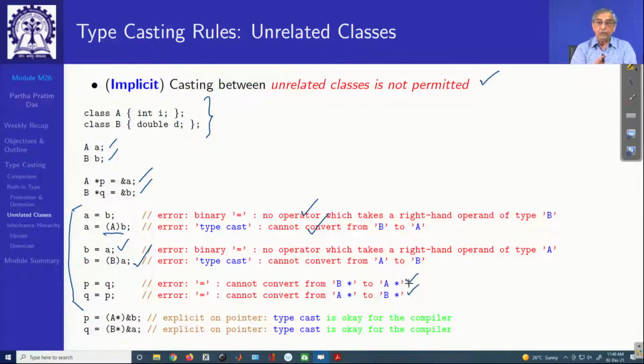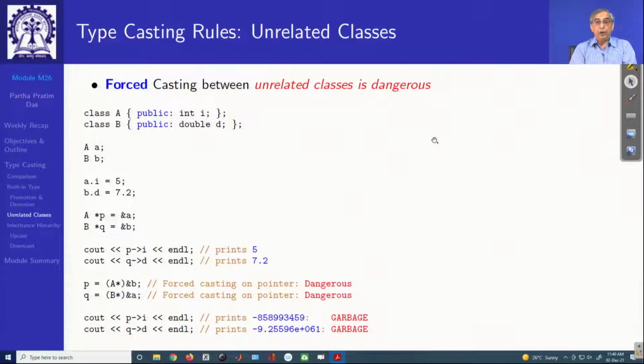The only thing that is allowed is I can cast the pointer if I explicitly cast it. So, here you can see that I am explicitly casting the address of B, which is of type B star, to the type A star, but it could be very, very risky. So, this is the basic ground rules for unrelated classes. Certainly, as we have done by the explicit casting, we have forced this cast to take place, but this could be really dangerous.